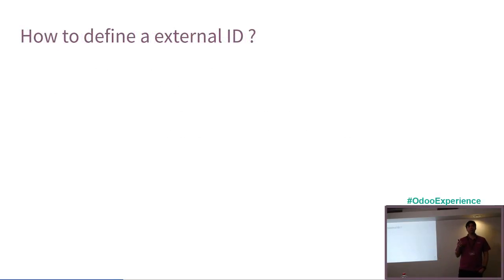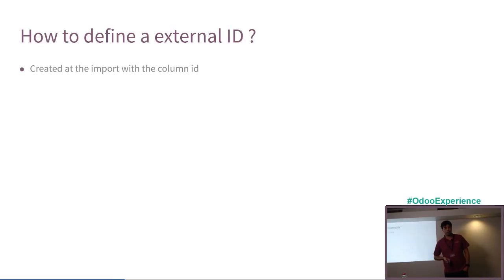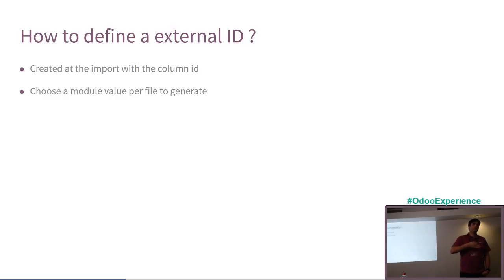OK, how to define a proper external ID? Create it at the import. So you need an id column in all your CSVs that you will import. Choose a module value per file. The module value can be seen as the source. So using, for example, the name of the table in the old system is a good practice.